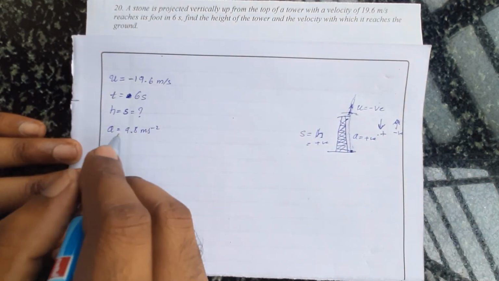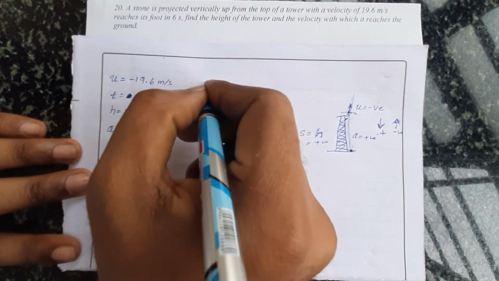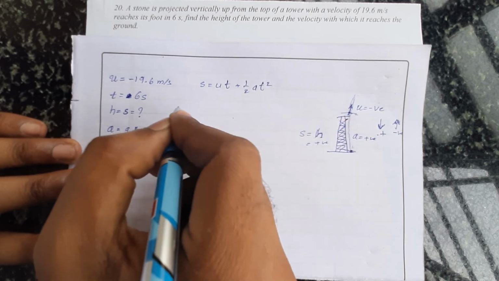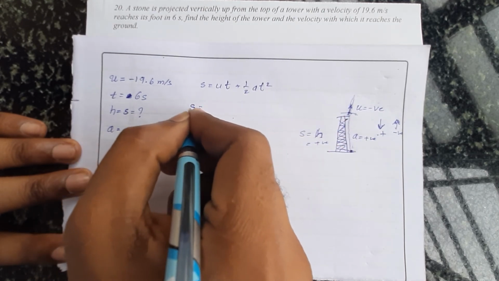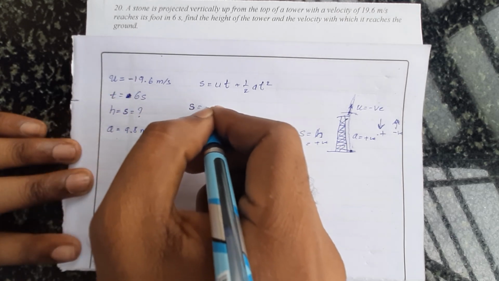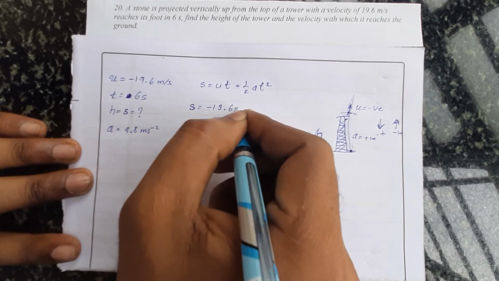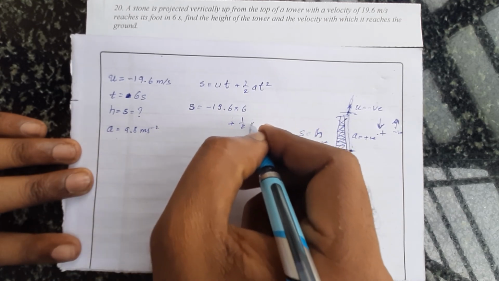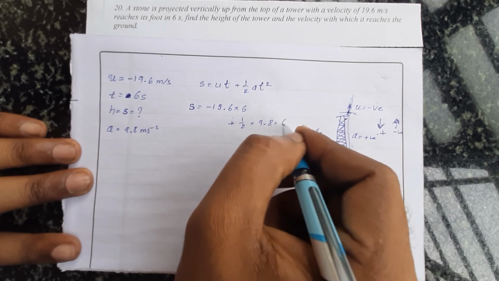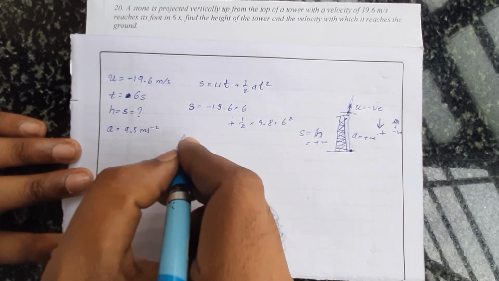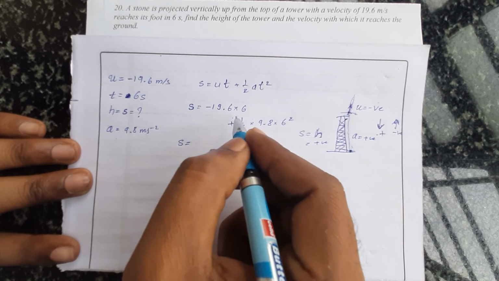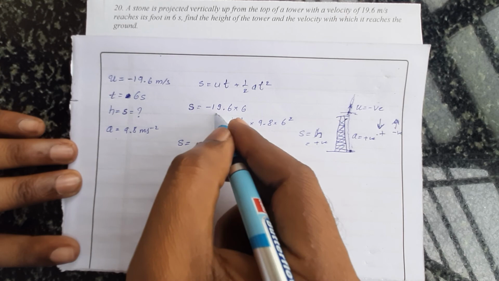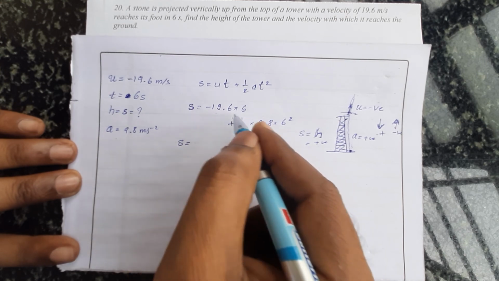So now we need s. Again we have the formula s is equal to ut plus half at squared. So s is equal to u, which is minus 19.6, into t, which is 6 seconds, plus half, acceleration is 9.8, t is 6 squared. So s becomes equal to, you can make use of a calculator to simplify, or if you look closely you have common terms here.